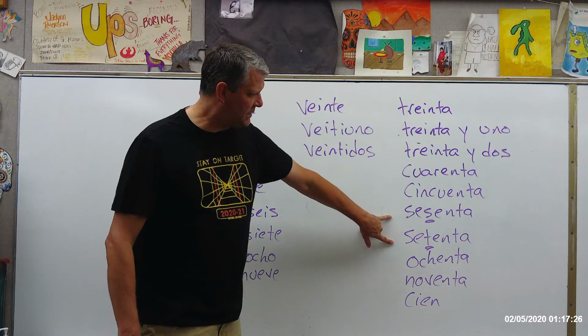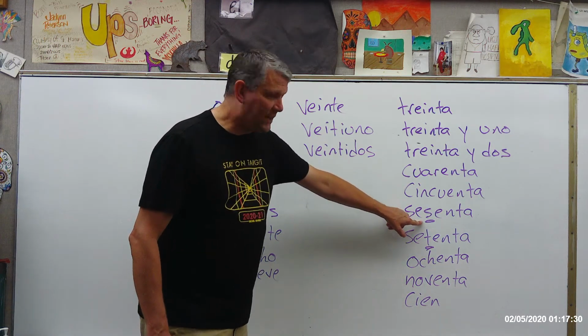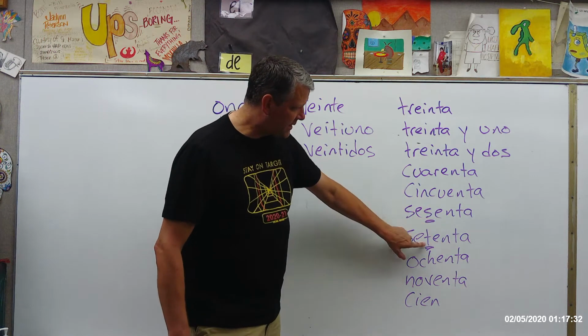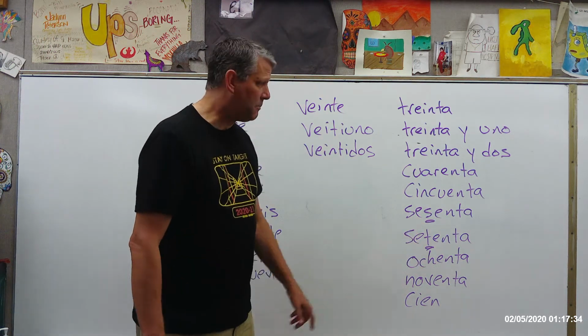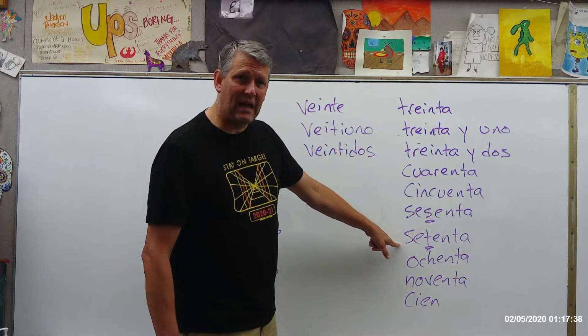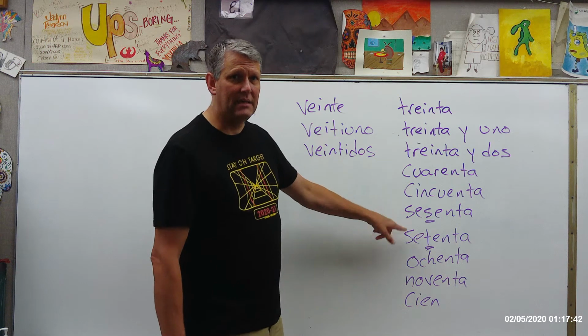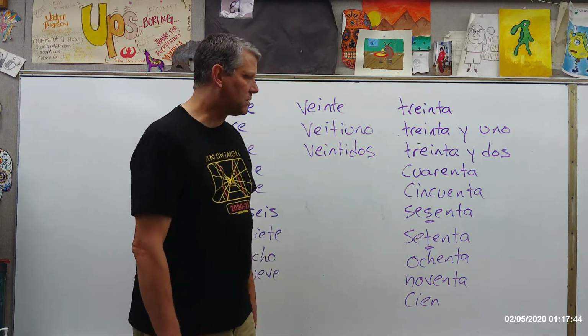Okay, careful with these next two. They're really tricky. 60 and 70. There's only one letter difference. The letter S and the letter T. Other than that, they're the same. 60, 70. One more time. 60, 70. Oh, very close.